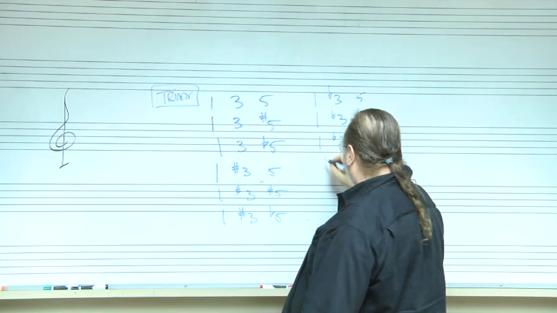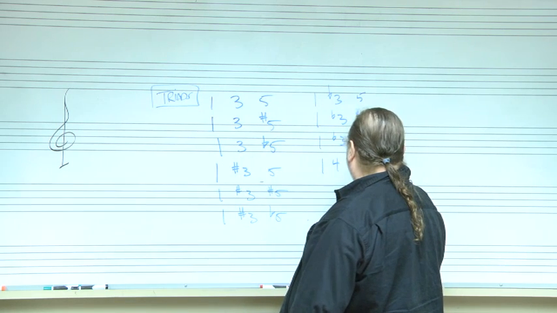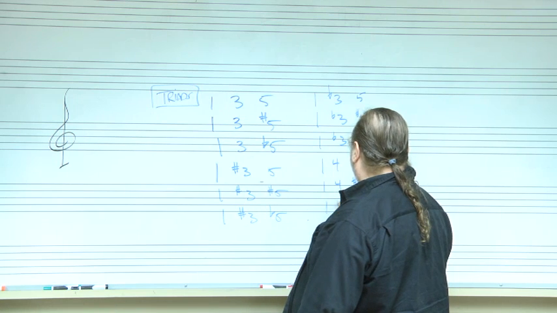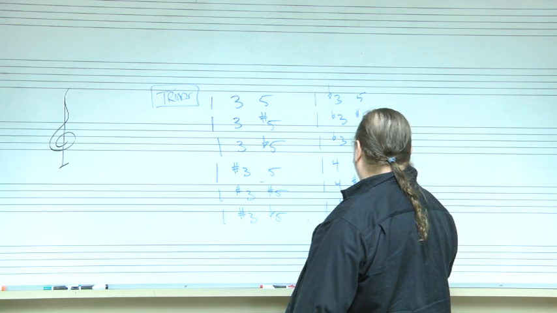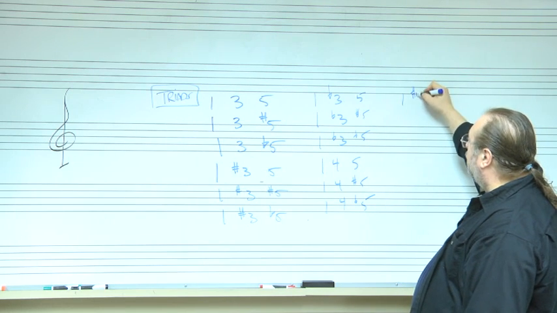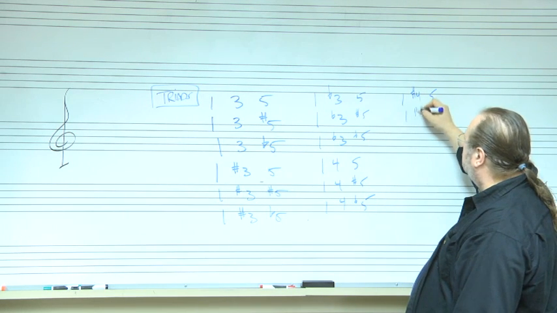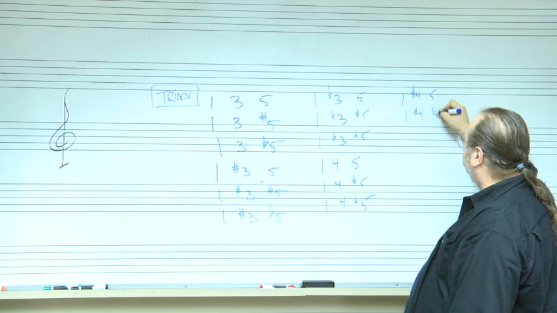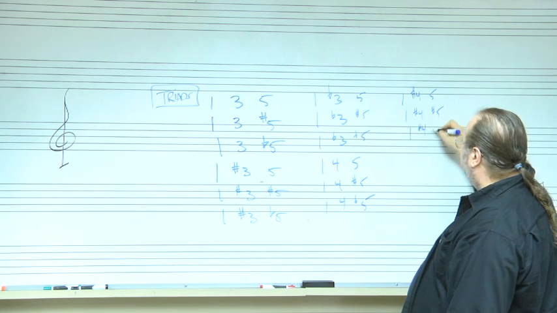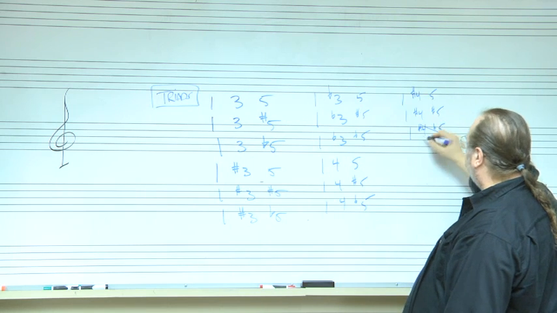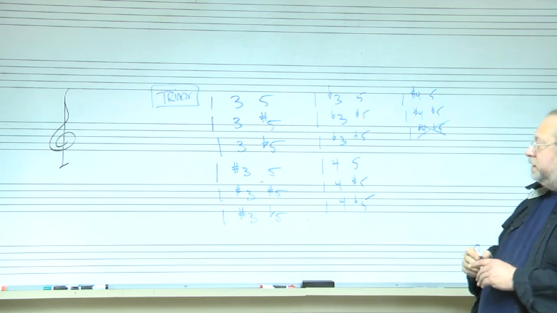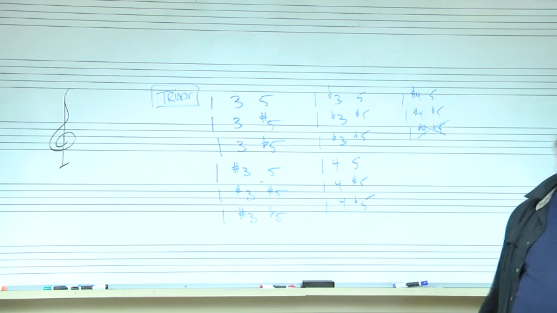There's one more triad, that's a 1, 4. You go 1, 4, 5, 1, 4, sharp 5, 1, 4, flat 5. And you can also go 1, sharp 4, 5, 1, sharp 4, sharp 5. And 1, sharp 4, flat 5 cancels each other out because sharp 4 and flat 5 are the same note. So these are all the things you can do to a triad.